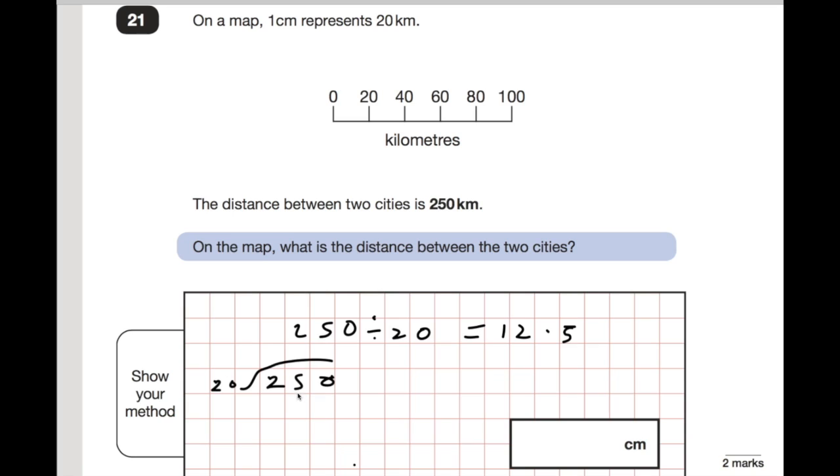We could also do the written method, where we had 250 divided by 20. How many 20s go into 2? 0. How many 20s go into 25? 1, remainder 5. How many 20s go into 50? 2, remainder 10. That's 250.0. We carry the 10. How many 20s go into 100? The answer is 5. So it is 12.5 centimetres on the map.